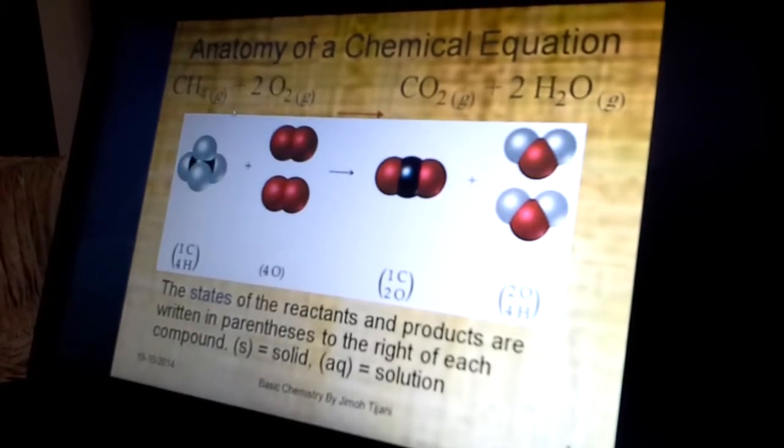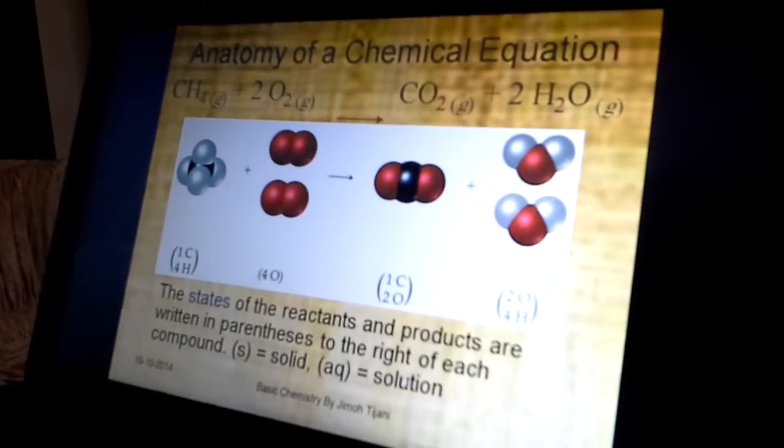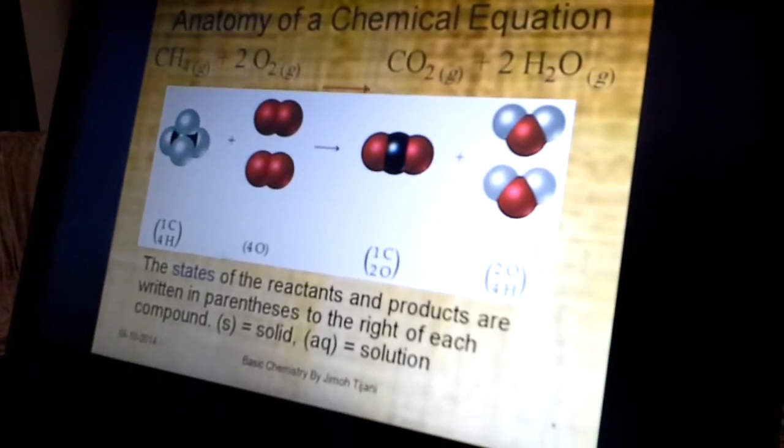G represents gas, S represents solid, AQ represents aqueous solution, and L represents liquid. This equation is balanced. Why is this equation balanced?